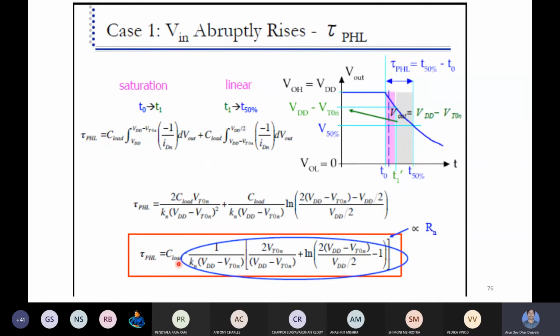So the main result is this one. By the differential method, TPHL is now the complete result: C load times 1 upon Kn (VDD minus VT0n), times [2 VT0n divided by (VDD minus VT0n) plus ln(2(VDD minus VT0n) divided by VDD by 2) minus 1]. This term is proportional to the on resistance of the transistor. So it is similar to the RC model, C into R. The dimension of the delay, the time dimension, will be the dimension of capacitance times resistance, so this second term has the dimension of resistance, something proportional to R.